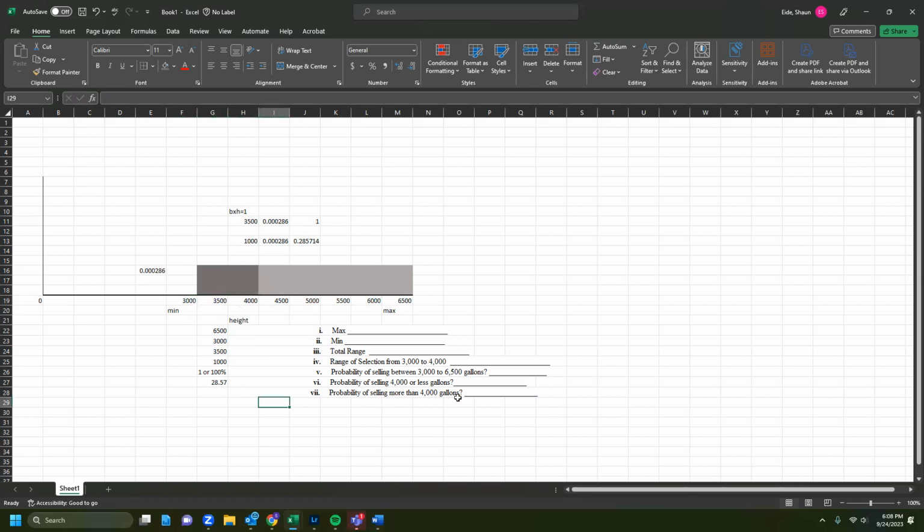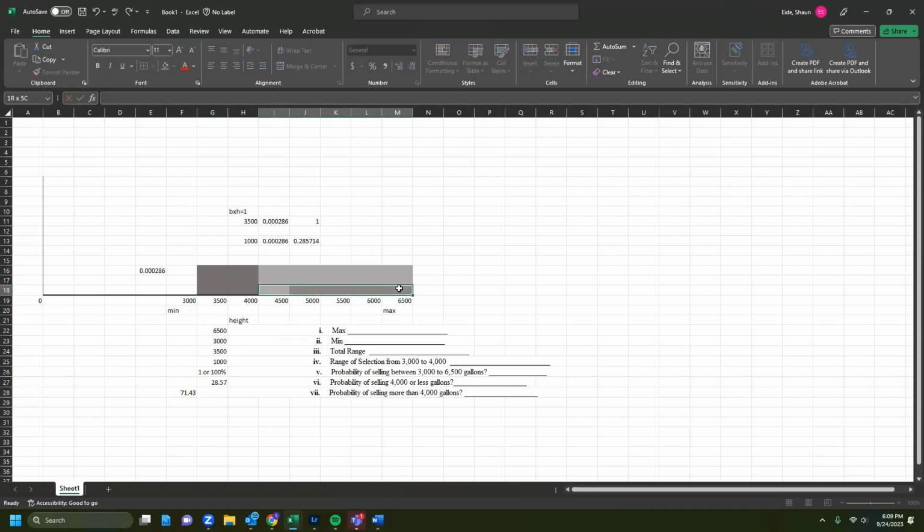The probability of selling more than 4,000 gallons. Well, there's two ways of doing this. You can either do equals one minus 28.57, or sorry, it's equals one minus... Oh, that's why. There we go. 71, so 71.43%, or equals this range.